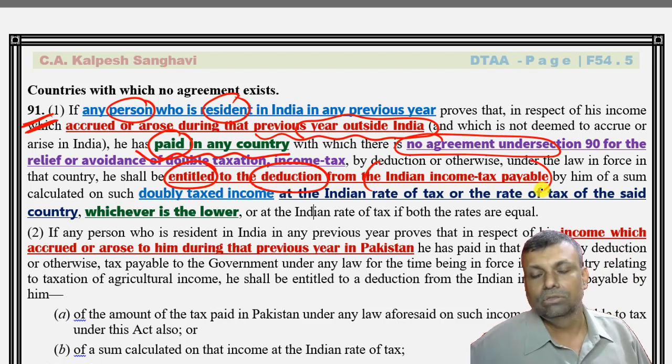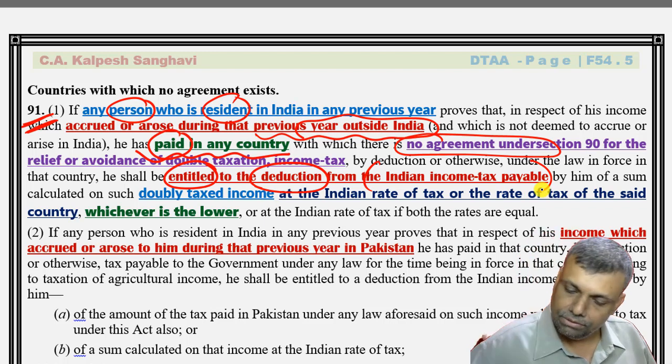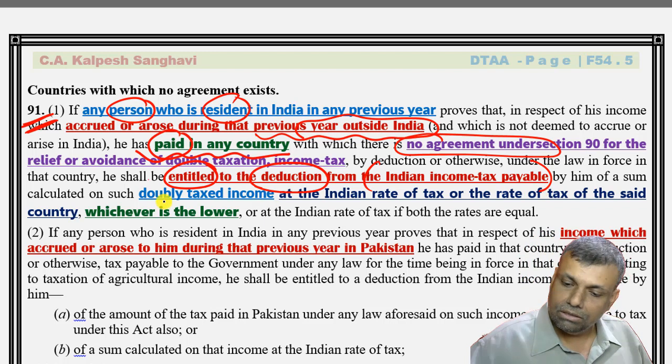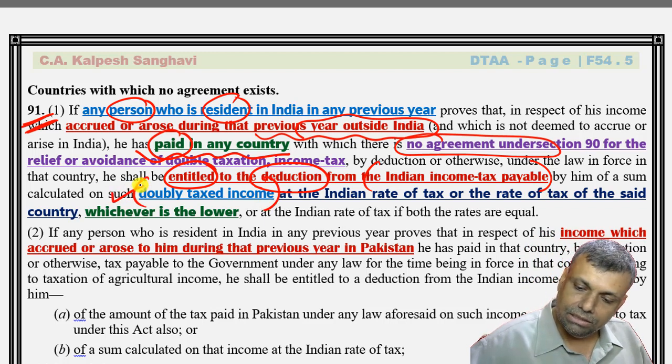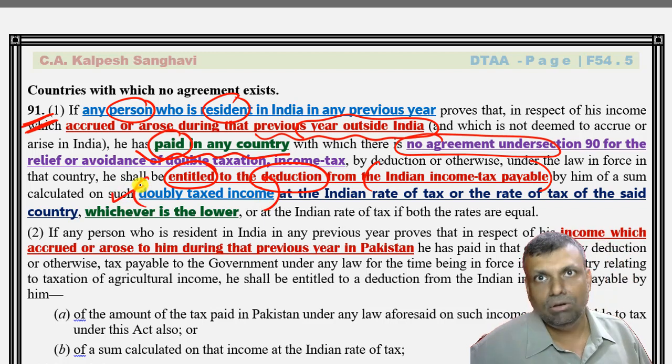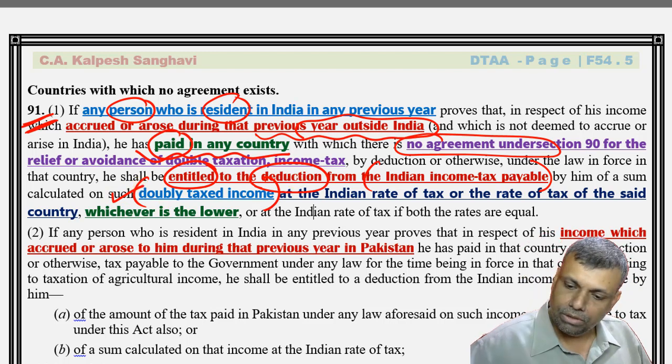Deduction from the Indian tax payable. So this is basically your tax rebate, or you can say tax deduction. Basically, it is an adjustment from the tax liability calculations. Okay. This deduction, the tax income, I already explained that to you. It is income tax in both the countries.